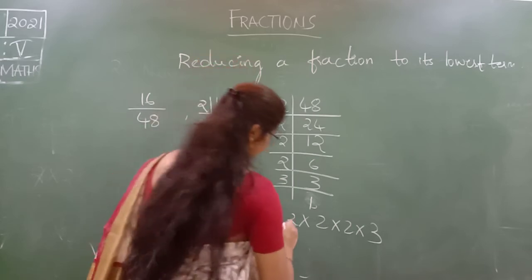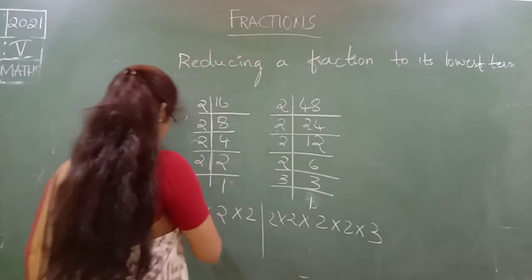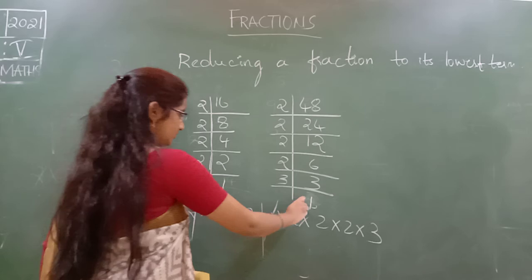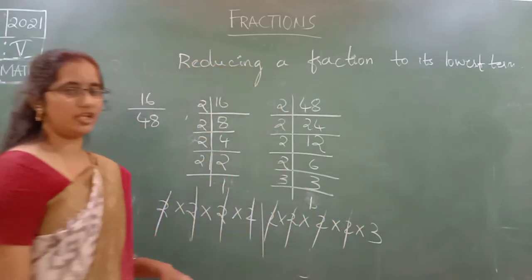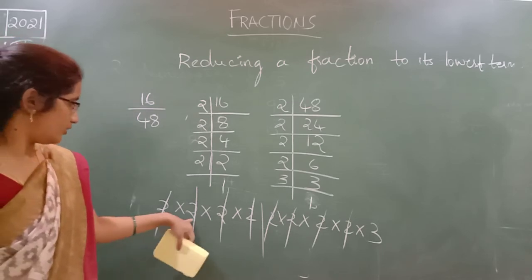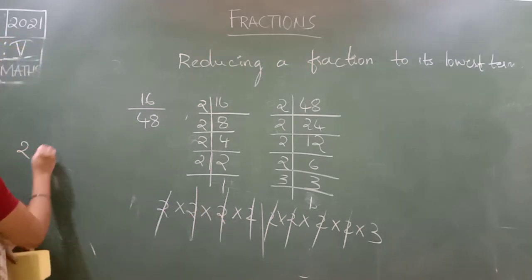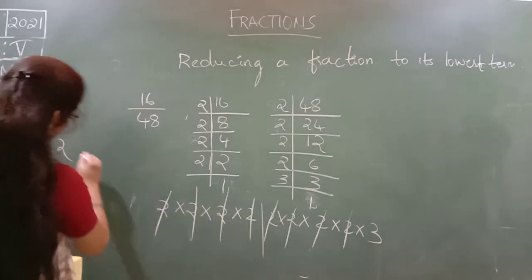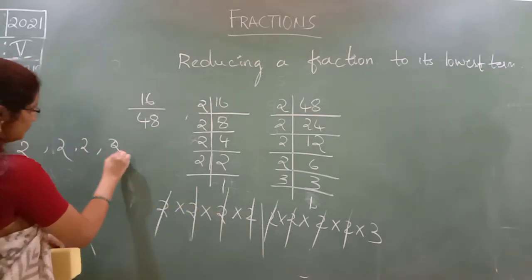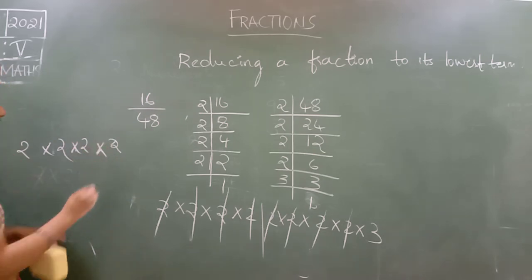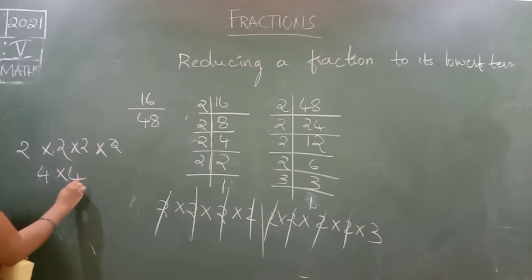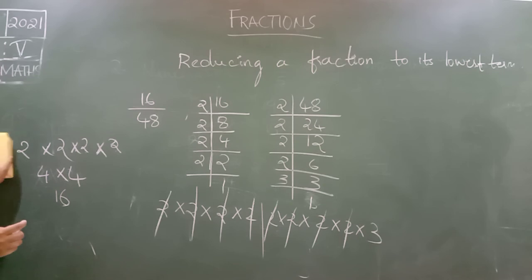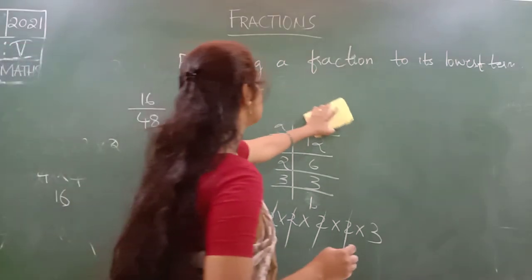What are the common factors we have here? How many common factors do we have? 1, 2, 3, 4, all 2 only. When you multiply all these 2s, what do you get? 2 2s are 4, 2 2s are 4, 4 into 4 is 16. 16 is the HCF of 16 and 48.